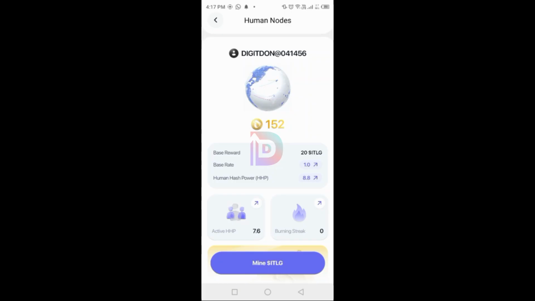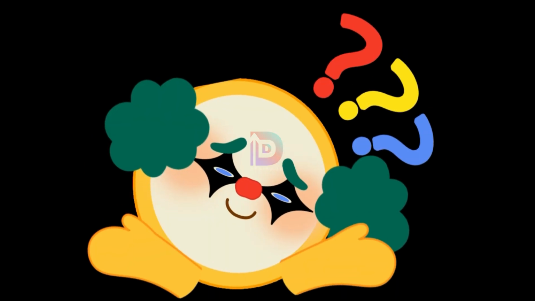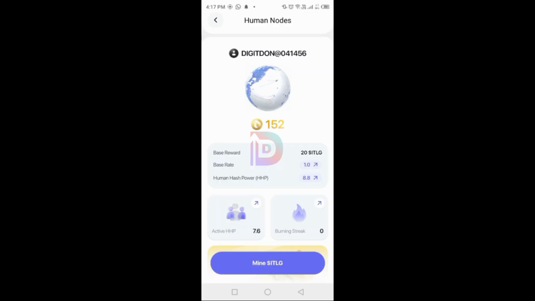But what is active HHP? For this mining session, InterLink has told us that our active HHP is 7.6. How? Let's see. Total HHP. To understand active HHP, we first need to understand the concept of total human hash power. Both active HHP and total HHP are interconnected, but they differ slightly due to a small yet important distinction.